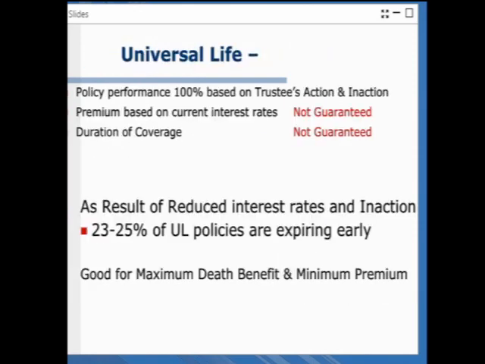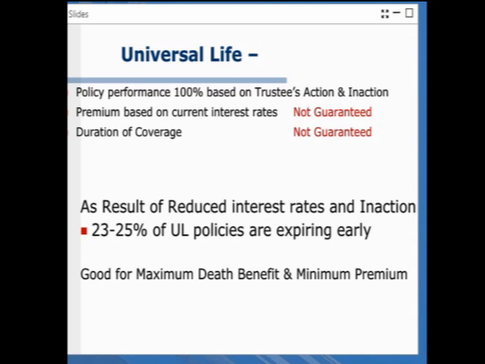Universal life. Universal life basically depends on the action or the inaction of the trustee. In other words, how long that product lasts is completely dependent on the action or the inaction of those responsible for it, because neither the premium is guaranteed nor is the duration of coverage. Again, it's good for a maximum death benefit with minimum premiums. I like to think of Universal as a term policy on steroids without the guarantee.